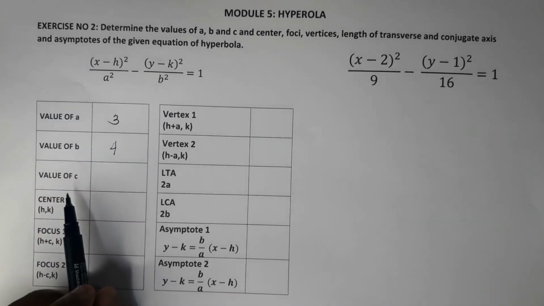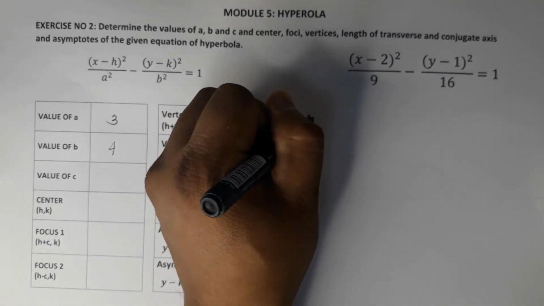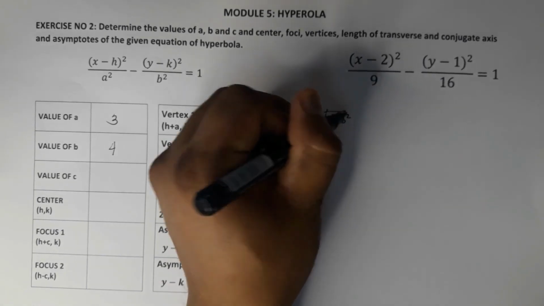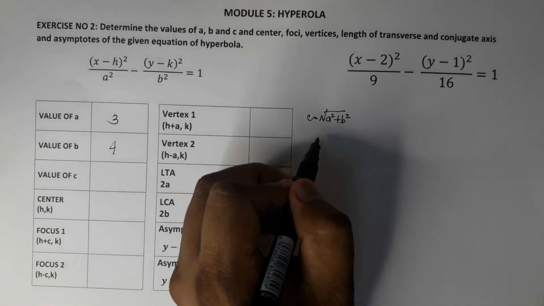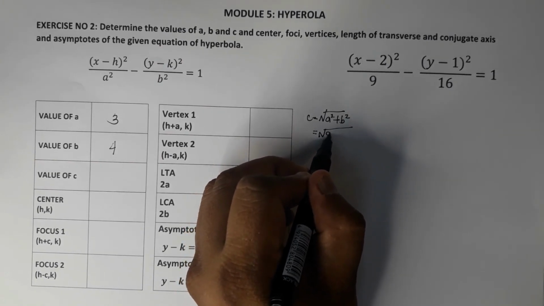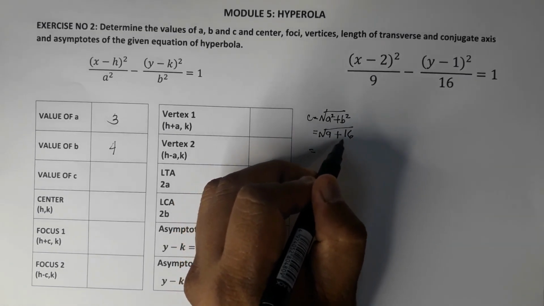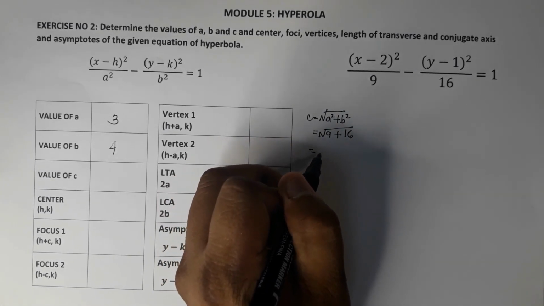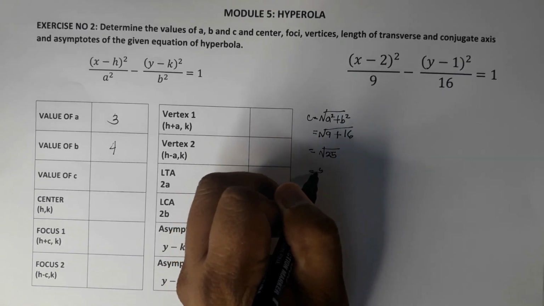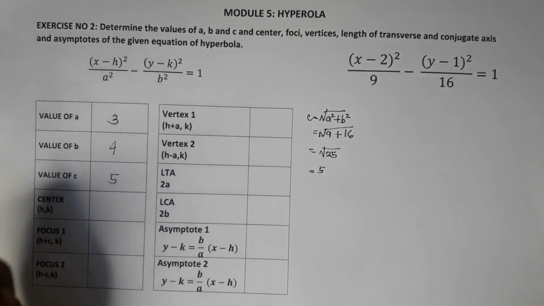Now, how to get the value of C? So, ano yung formula natin? C is equal to the square root of A squared plus B squared. Pakita ko lang. Ayan. So, next, we substitute. Our A squared is 9, our B squared is 16. So, we have 9 plus 16 is 25. And what is the square root of 25? 5. Yan. So therefore, the value of C now is equal to 5.